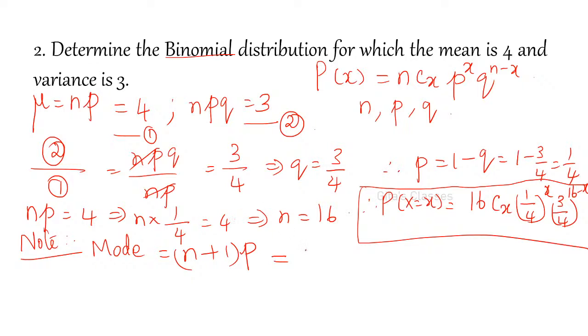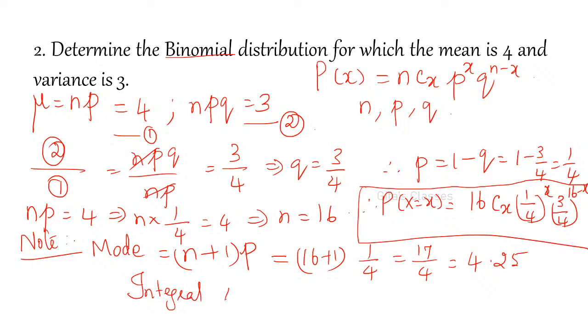So what is n here? 16 plus 1 into p, which is 1 by 4, right? So 17 by 4, which is equal to 4.25. We want only the integral part. Therefore, mode is equal to the integral part of n plus 1 into p, which is equal to 4. So if you are asked to find out the mode, it should be written as 4. That is only the integral part of the formula n plus 1 into p. 4 is the answer.